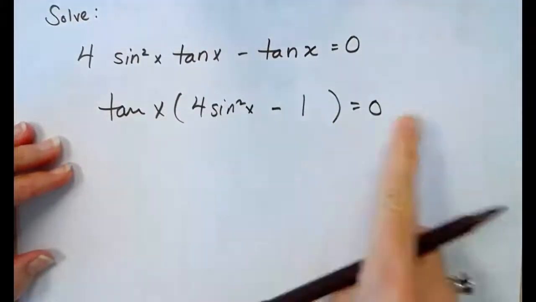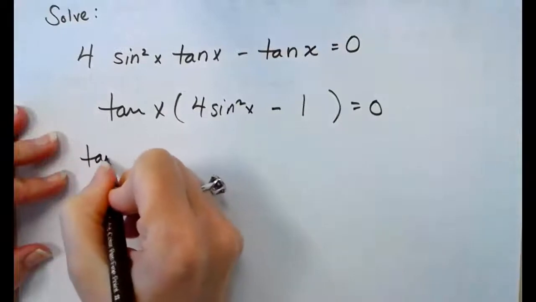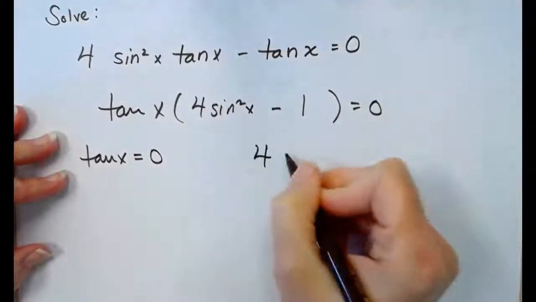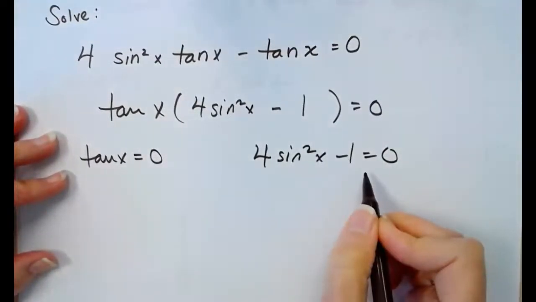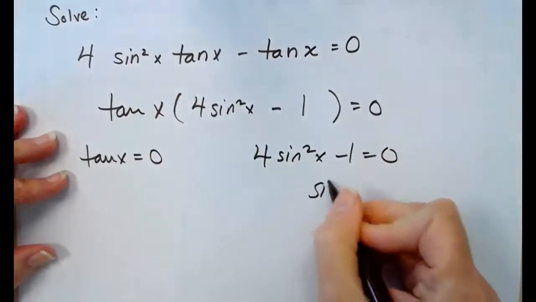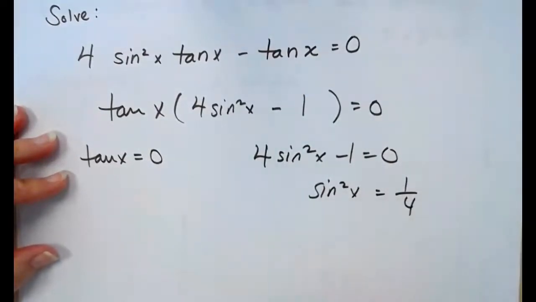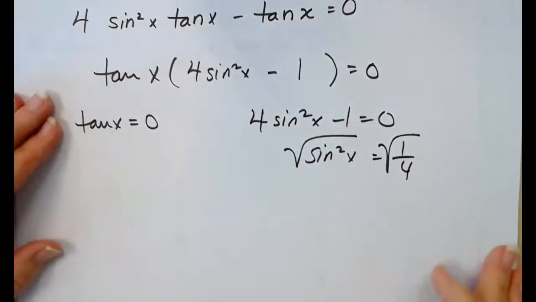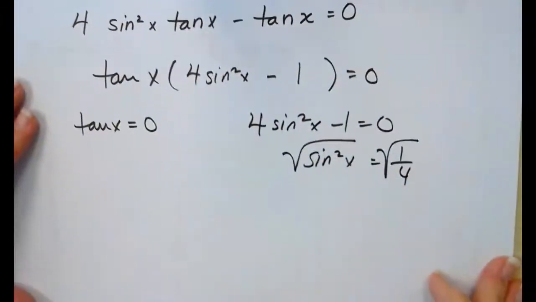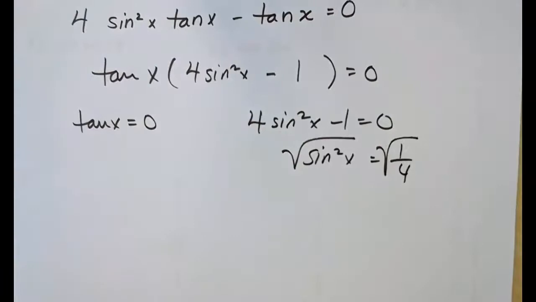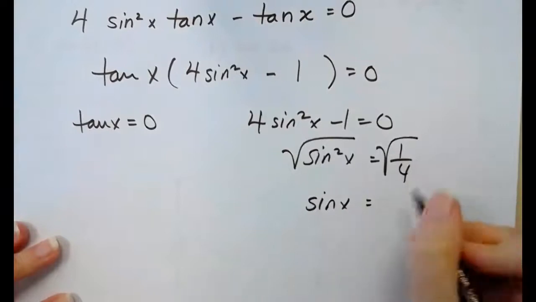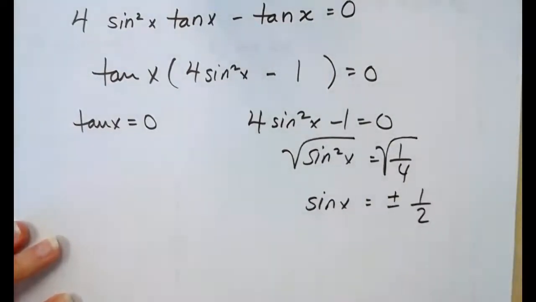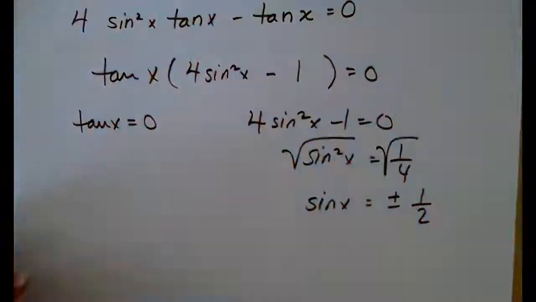1 factor, 2 factors, set equal to 0. So tan x equals 0. And 4 sine squared x minus 1 equals 0. So if 4 sine squared x minus 1 equals 0, then sine squared x equals 1/4, which we will take the square root of. And just as a reminder, when we are solving and we take the square root of both sides of an equation, we don't just get one answer, we will get 2. The square root of 1/4 is plus or minus 1/2. So we're about to get several answers here.